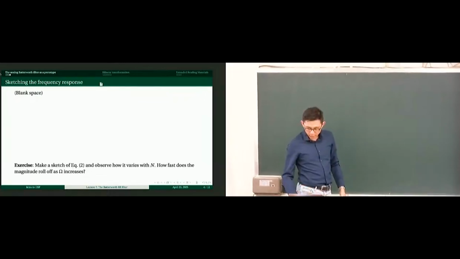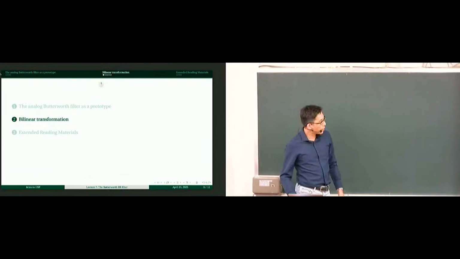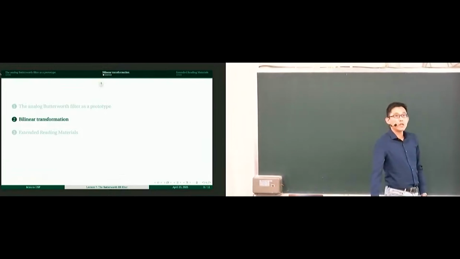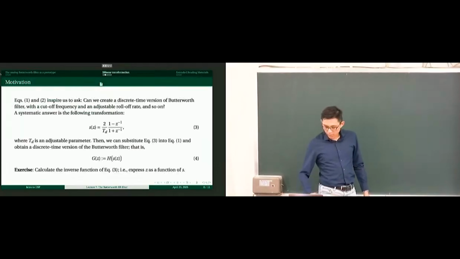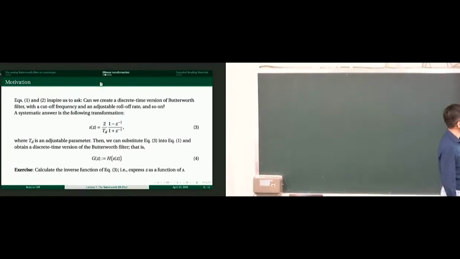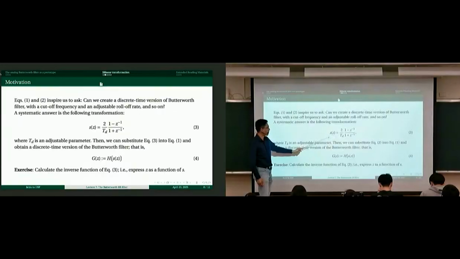So now we've done that sketch, and now the question is how do we make use of this prototype and transform it so that we have a digital filter? How to go from analog to digital? The answer is using the bilinear transformation. So let's take a look. The bilinear transformation is a function relating Z and S.